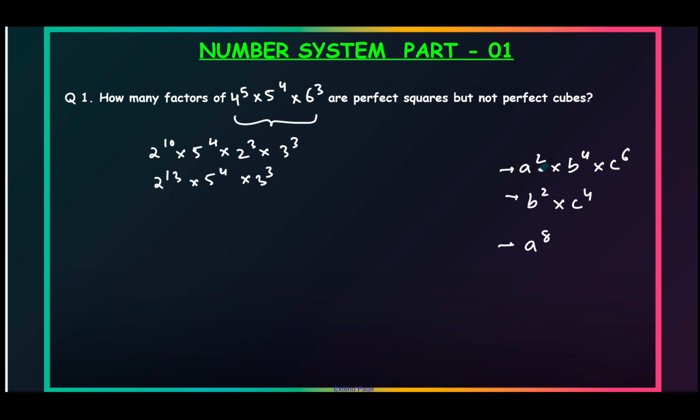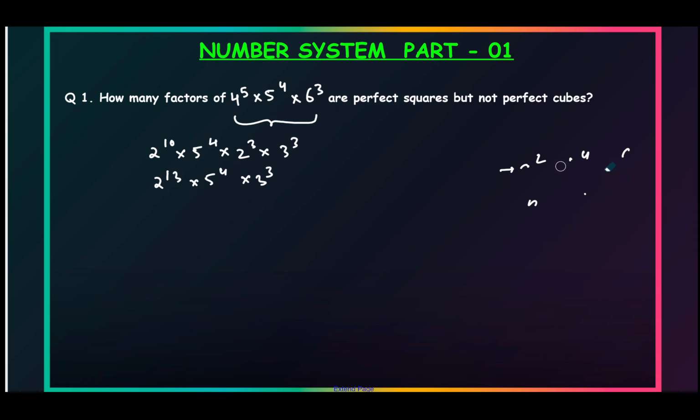Now for a perfect cube, again, it can be like a to the power 6 times b to the power 12. It can be in any form. To check for a perfect cube, the powers should be divisible by 3. Here 6 is divisible by 3, 12 is divisible by 3. That means this is a perfect cube factor. In case one of the powers is not divisible by 3, that means it is not a perfect cube. All the powers should be divisible by 3 in order to make a perfect cube.